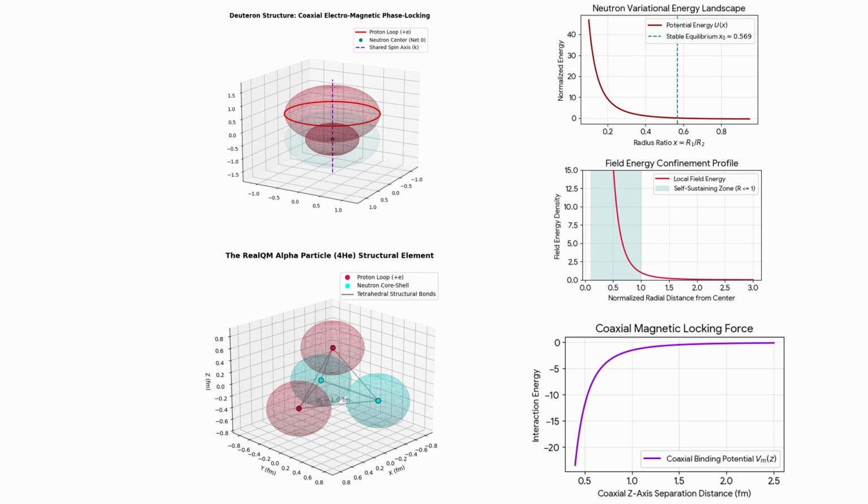Any case, triton: if you add a neutron on top of that, you have a coaxial structure, the proton inside, and then sort of like a sandwich with the proton between two neutrons. And then you come to the real first building block of all other nuclei, and that's the alpha particle, the nucleus of helium-4. 2 protons, 2 neutrons in a tetrahedral structure.